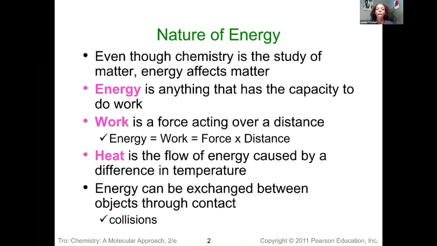Now, the other way that energy can be transferred is through heat. Heat is the flow of energy caused by a difference of temperature. And remember that when you put objects in contact with one another, there's going to be an energy exchange that occurs, whether it's leaving from one object to the other or vice versa. Often this can be viewed or thought of as a form of a collision.